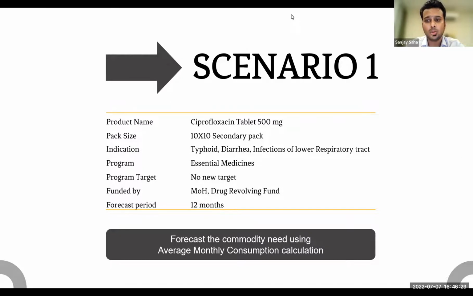So what it means is that whatever cases of typhoid, diarrhea, infections, etc., will come, they need to be treated using ciprofloxacin. It is funded by the Ministry of Health through the Drug Revolving Fund, and the forecast period is 12 months. I'll quickly take the question of Noor Abdullahi, who's asking about the distinction between surveillance and morbidity.